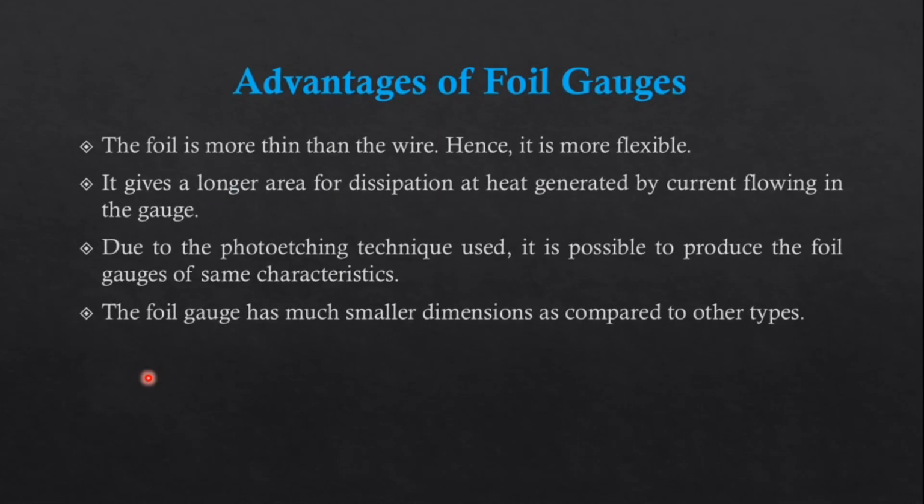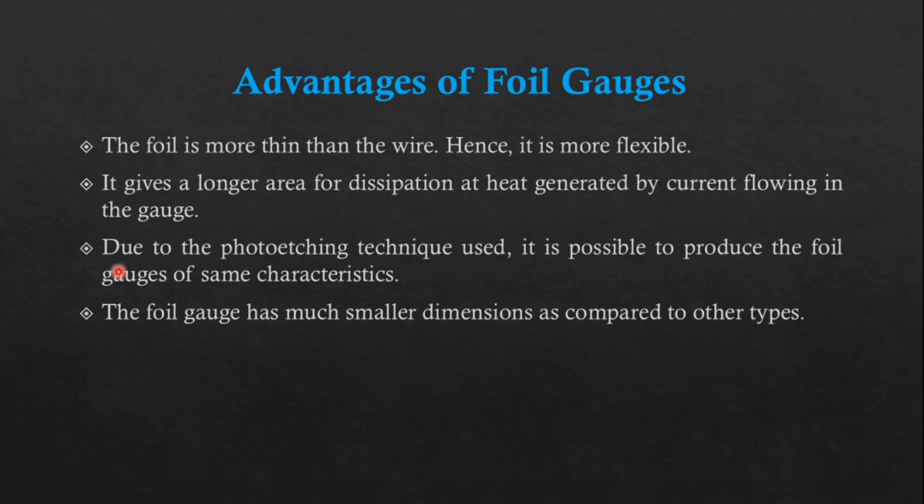Now, the advantages of the foil strain gauge are these: the foil is thinner than the wire, hence it is more flexible. It gives a larger area for dissipation of the heat generated by the current flowing in the gauge. Whenever a large amount of current flows through the gauge, the resistance of that gauge is also high, so there is a possibility that I squared R loss, that is heat loss, is generated. That can damage our gauges. But due to the thin foil, the heat dissipation is very good.